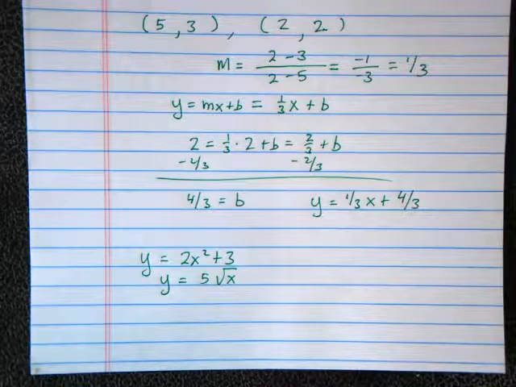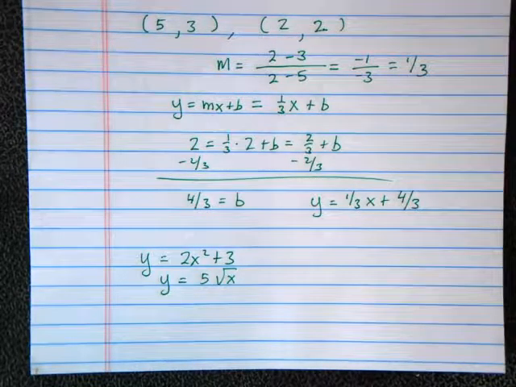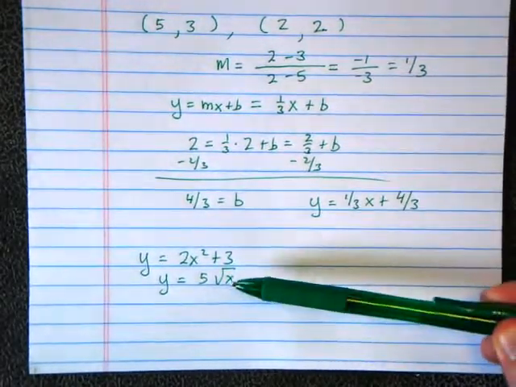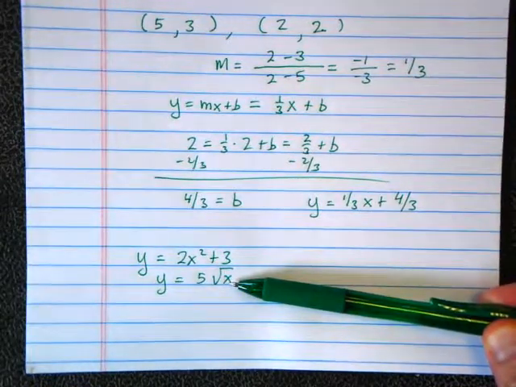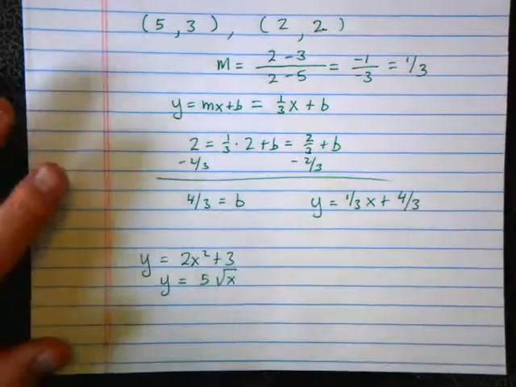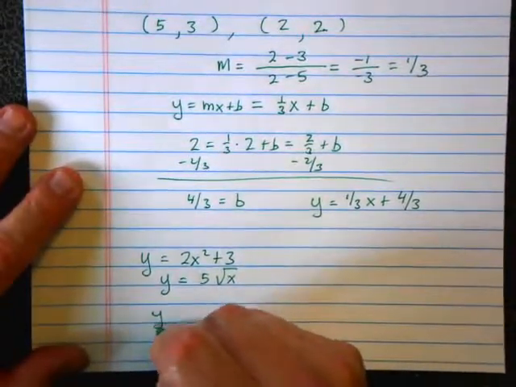Y equals 5 square root of x. Is that a line? No, why not? Because we're not allowed to have square roots to be a line. Anybody know what that graph looks like? Yeah. It's half of a sideways parabola, correct? This is a parabola that goes up and down. This is a parabola that goes right and left, but you only have half of it. That's what that looks like.